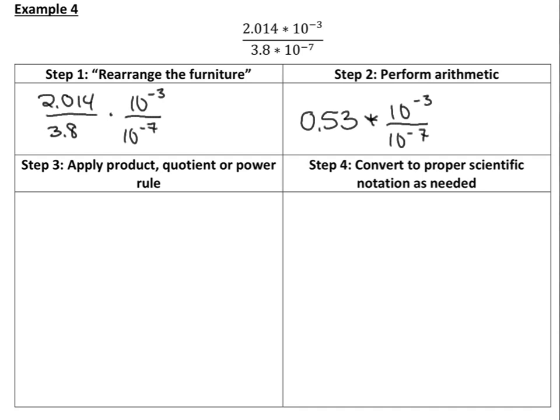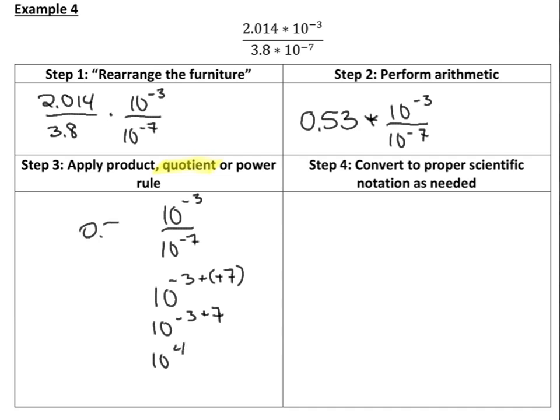So now we're going to have to apply the quotient rule. So remember, the quotient rule of exponents says if I have something that looks like this, then I have to subtract my exponents. So we're going to have negative 3 minus negative 7. Remember, minus a negative is plus a positive. So we're going to have 10 to the negative 3 plus 7, which becomes 10 to the 4th power. And then I'm just going to transcribe my mantissa here: 0.53.